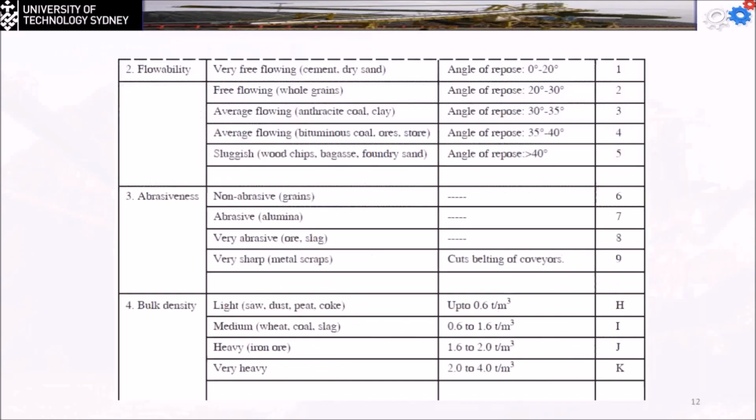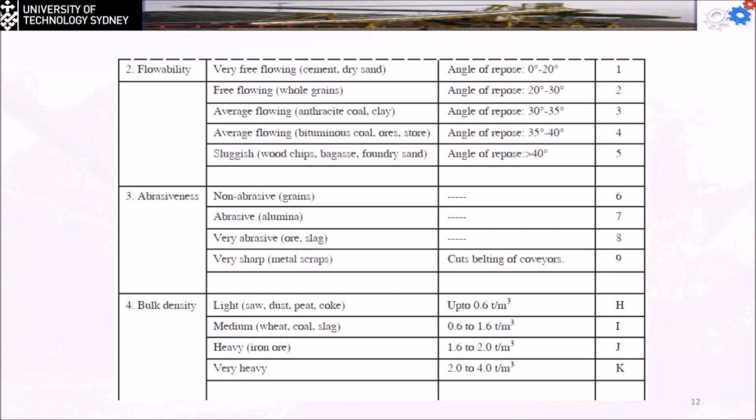For the flowability, that's the second one. We said it's going to be a number from 1 to 5. So how can we simply classify the 1 to 5? It's going to be about the angle of repose for this material. If the angle of repose is between 0 and 20, which is going to be very free-falling material, like the cement, when I put it on the table, it's going to get flattened rather than getting a cone shape, I'm going to put the number 1.